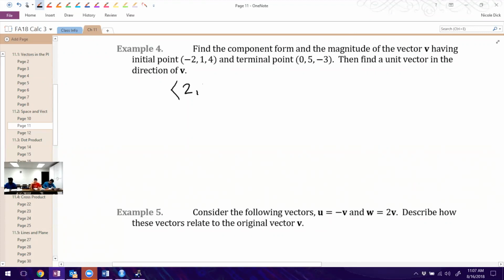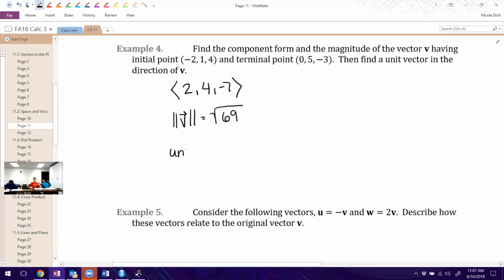2, 4, -7. Does everyone agree with that? Get the same thing? Okay, so like I said, terminal minus initial, just use the component form here. To find the unit vector, we're going to need the magnitude. So we'll just put that step in there. So what was the magnitude of this vector? Okay, square root of 69, which means then to find that unit vector, which if you want to call u, that's cool.